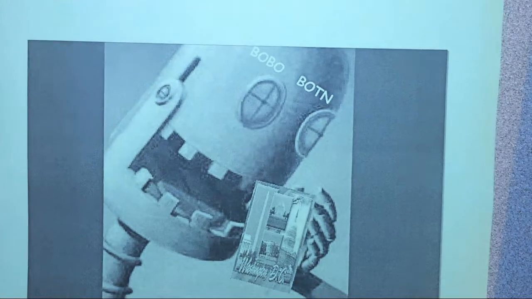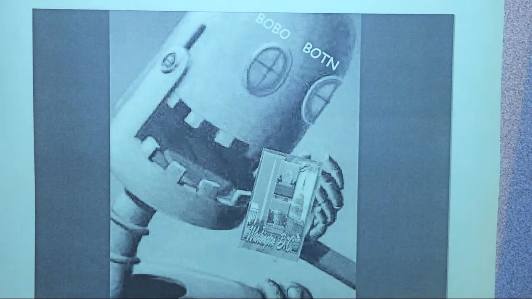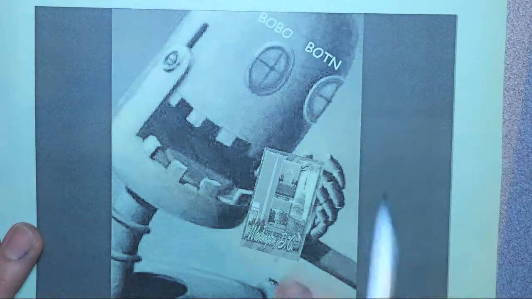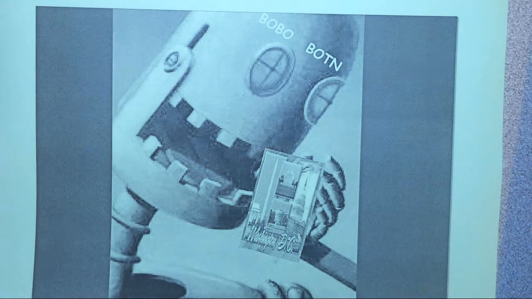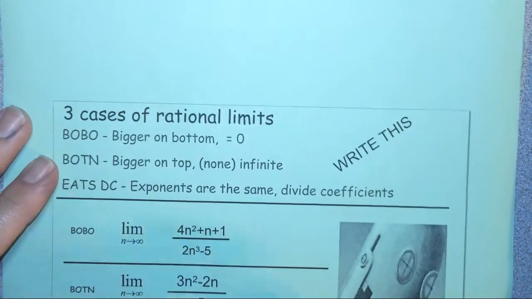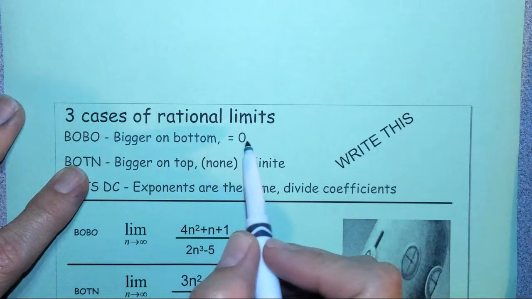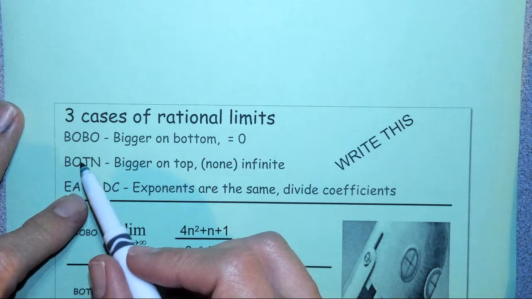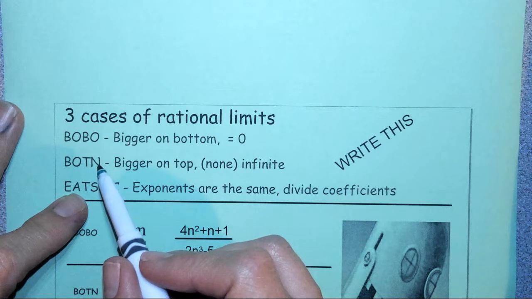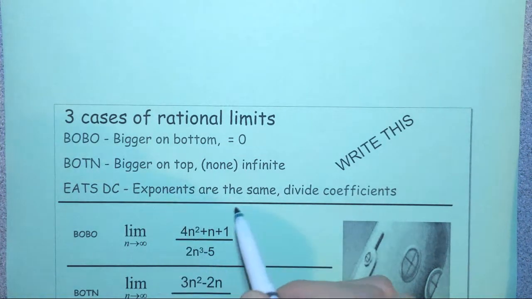The next thing we talked about in class is my friend Bobo Botten. And Bobo Botten gets really, really hungry. And when he gets really, really hungry, he eats DC. This is just a mnemonic device for us to memorize some limits when we're doing rational functions. So here's what it stands for. Bobo means if the exponent is bigger on the bottom, the limit will approach 0. Botten, if the exponent is bigger on the top, then it's going to approach infinity. Eats DC, if the exponents are the same, we're going to divide the coefficients.